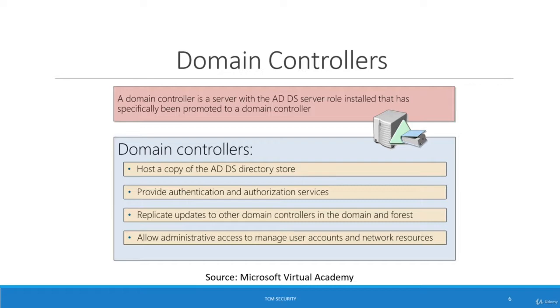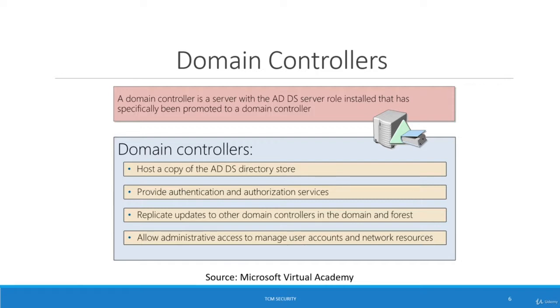Remember, we talked about it being a phone book? It has all the information on the users, the computers, what printers are in the network, etc. It knows everything. On top of this, it's providing authentication and authorization. So going back to the last video when we talked about Kerberos, it's doing that at the domain controller level.